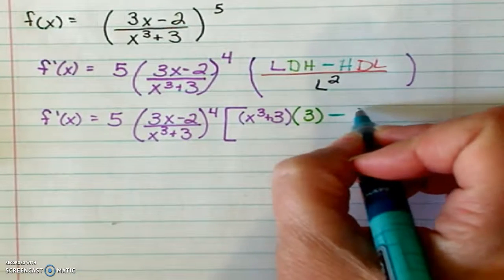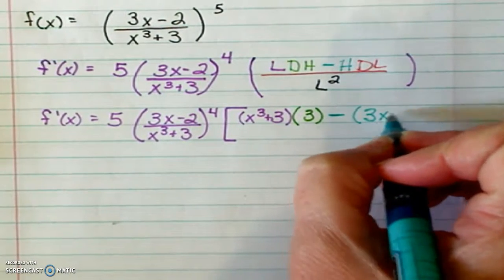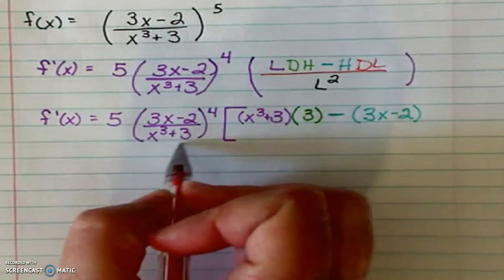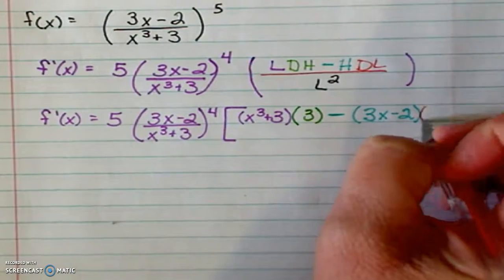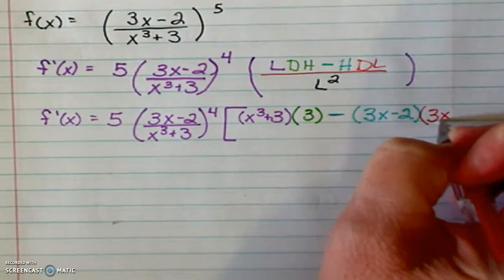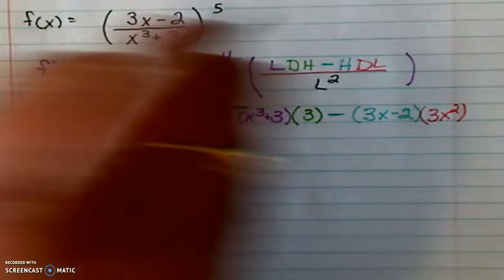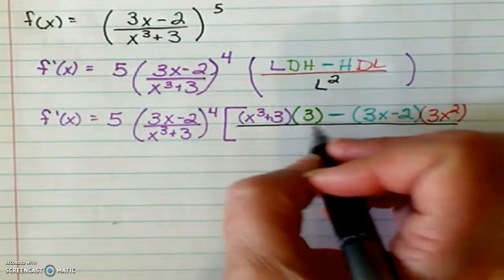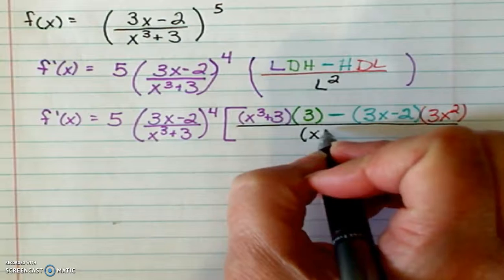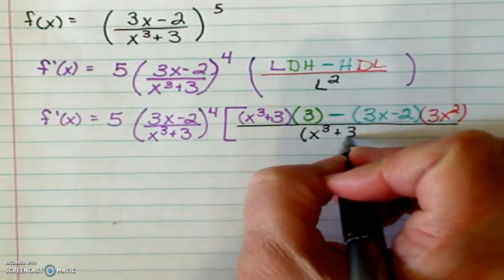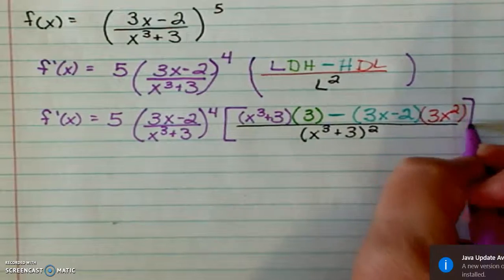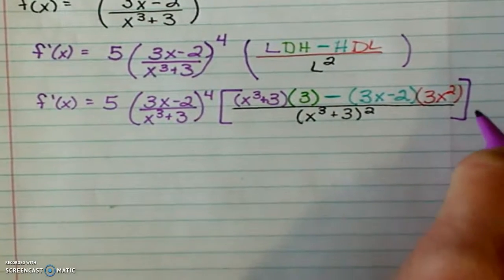Minus high, which is 3x minus 2. And d low. The derivative of the denominator is just going to be the power rule of the first term, which is 3x squared. Now that is all over the square of what's below. So x cubed plus 3 quantity squared. All right, now we need to go ahead and simplify that.